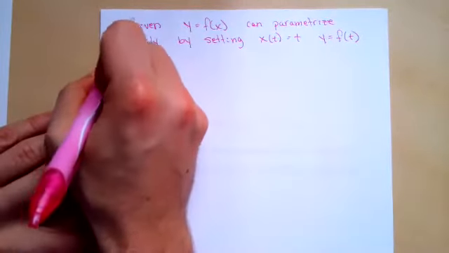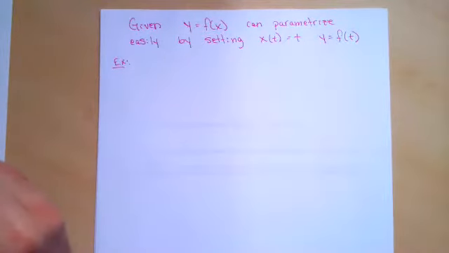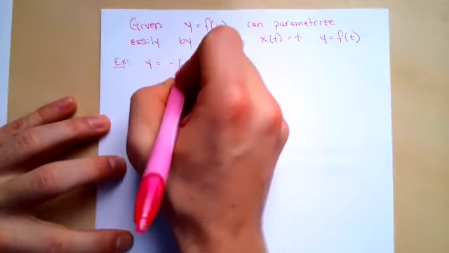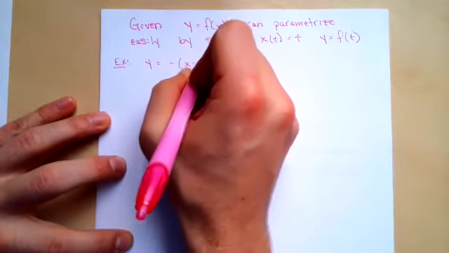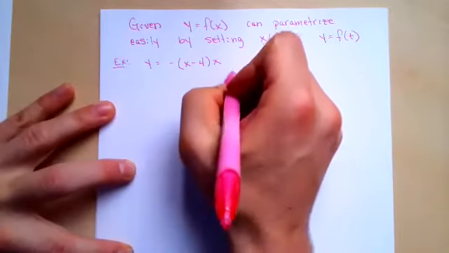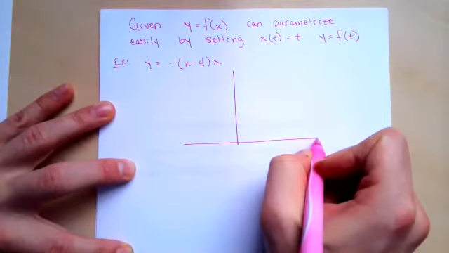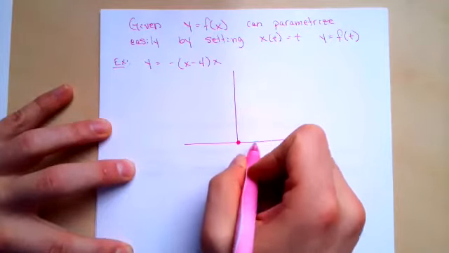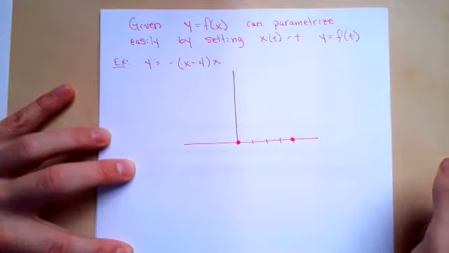So for example, let's do a harder parabola one, something a little more involved. So let's say y is equal to negative x minus 4 times x. So we can graph this. And well, so how do we standardly graph this? My zeros are going to be at 0 and 4.